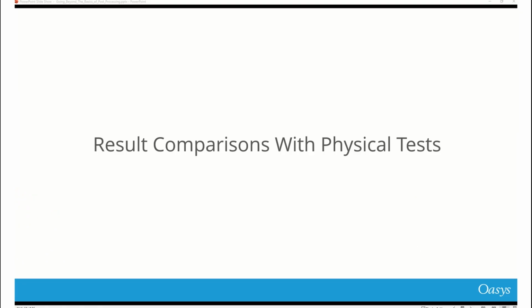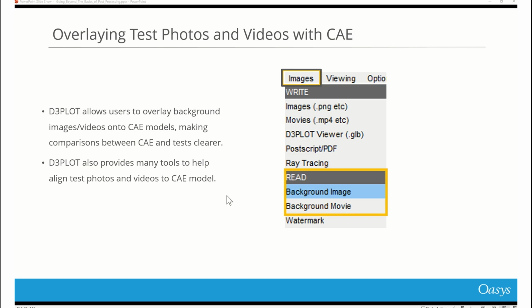Besides comparing between CAE model to model, occasionally we will also want to compare our CAE results to physical tests which are performed as well. So D3plot will allow users to overlay background images and videos onto the CAE models, making the comparisons between CAE and tests clearer. And not just that, D3plot also provides many tools as well to help align these test photos and videos to a CAE model.